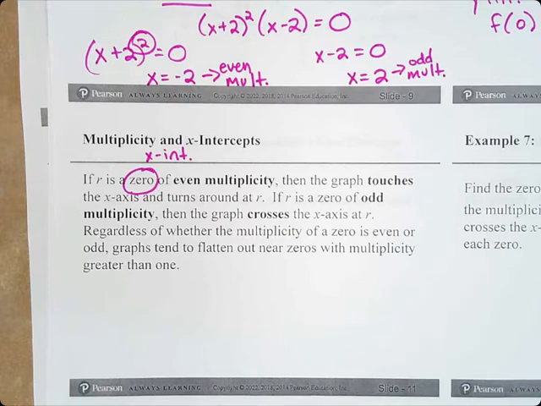Regardless of whether the multiplicity of an x-intercept is even or odd, graphs tend to flatten out near zeros with multiplicity greater than 1.